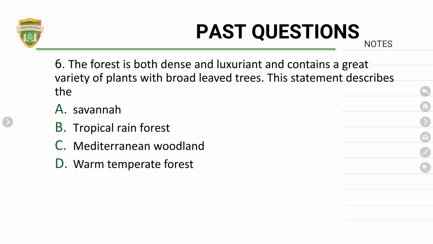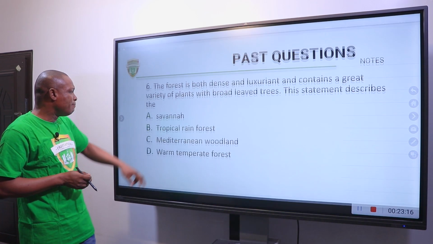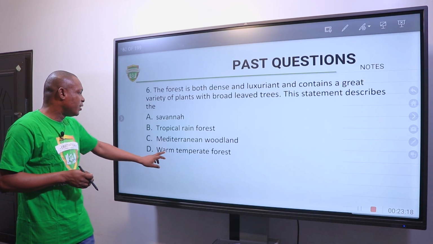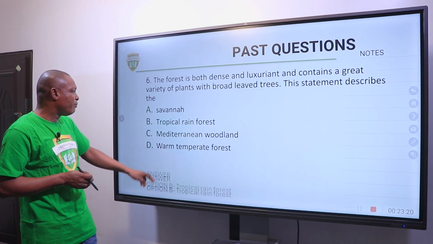The forest is both dense and luxuriant and contains a great variety of plants with broad-leaved trees. This statement describes the savanna, tropical rainforest, Mediterranean woodland, warm temperate forest. The right answer is B, which is the tropical rainforest.